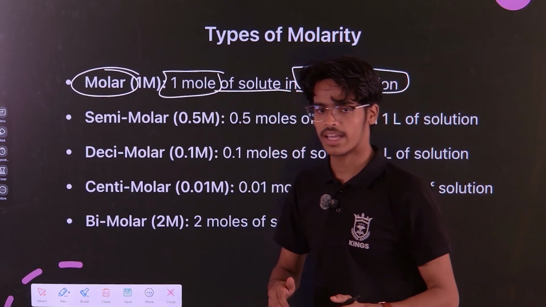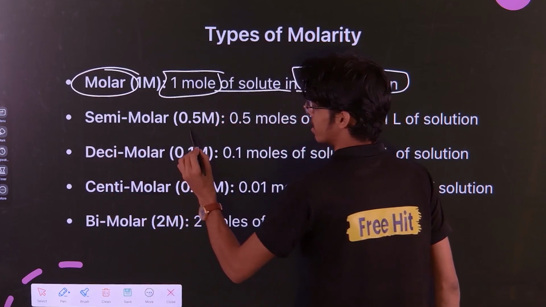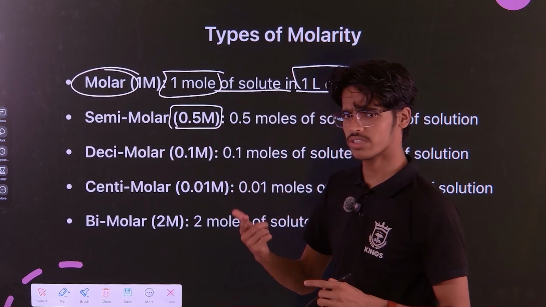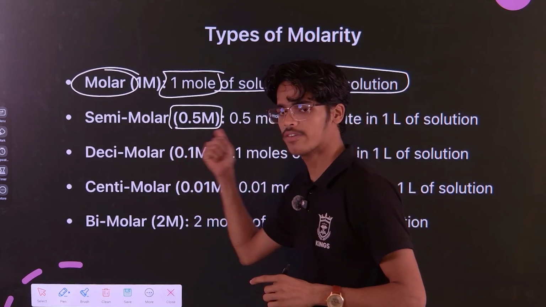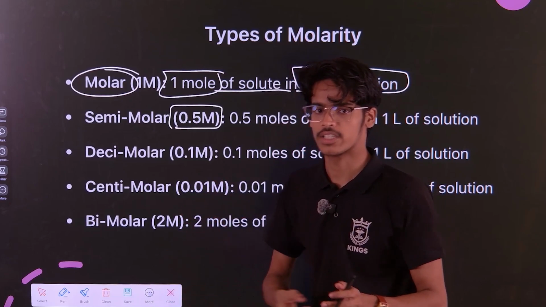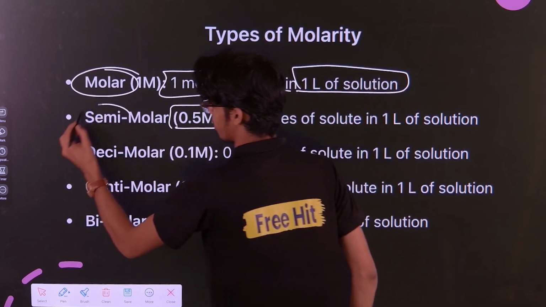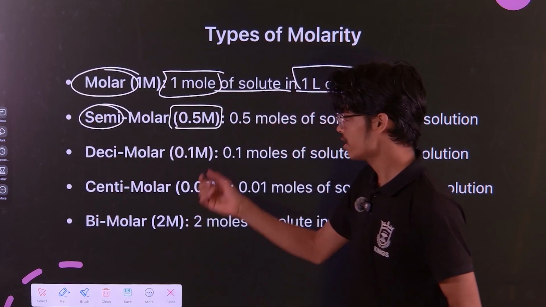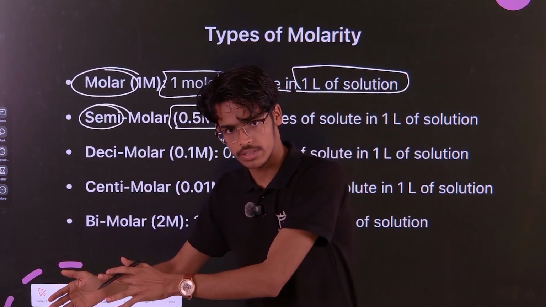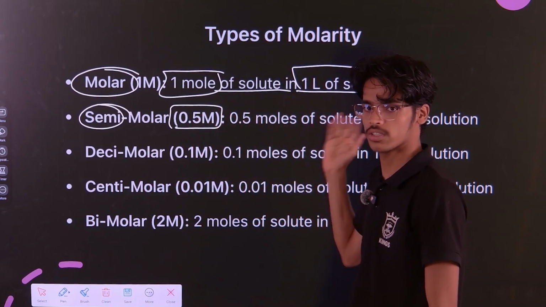Same way they can say it in different ways also. For example, when they are trying to represent 0.5 molar solution, can you explain what is 0.5 molar solution? 0.5 moles per liter, that is called 0.5 molar solution, and that is known as semi-molar. Got it? In the question they can say semi-molar solution of this salt, then it means 0.5 moles per liter of the solution.